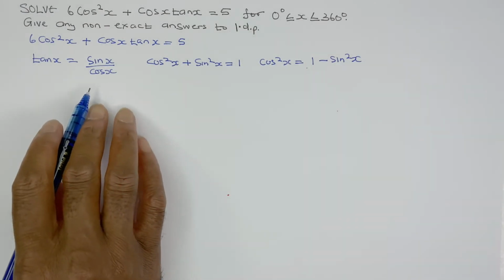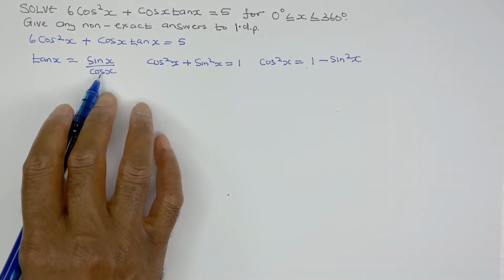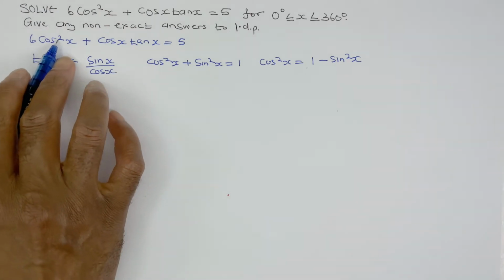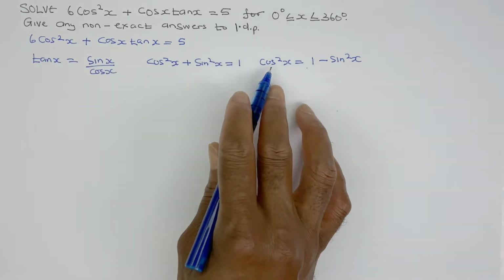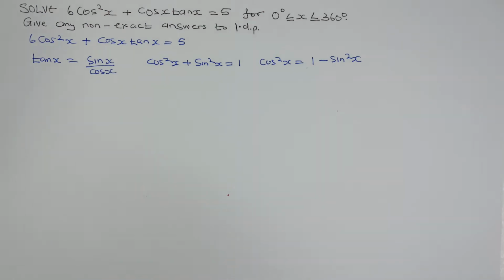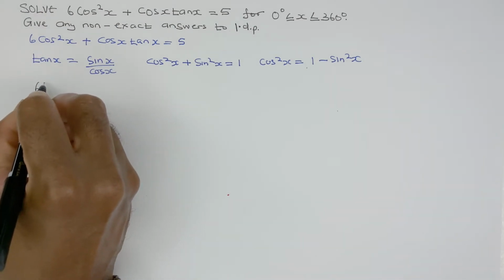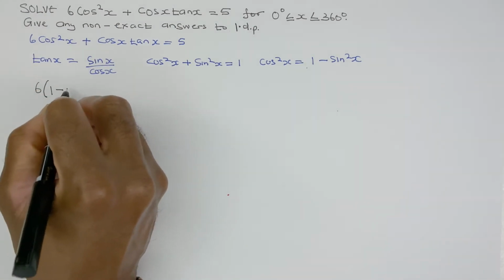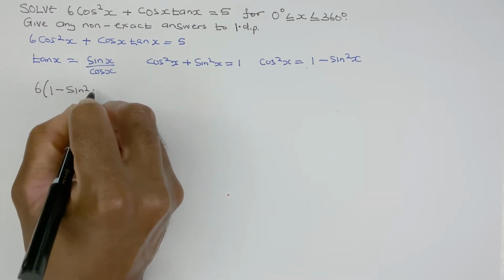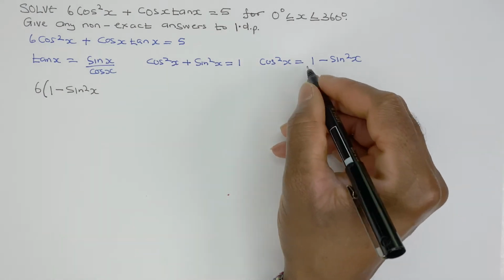So what I'm going to do first is to replace tan x with sine x over cos x, and I'm going to replace cos squared x with 1 minus sine squared x. So I'm going to get altogether a sine function. So I've got 6, open bracket, 1 minus sine squared x. So I'm using this fundamental identity now.